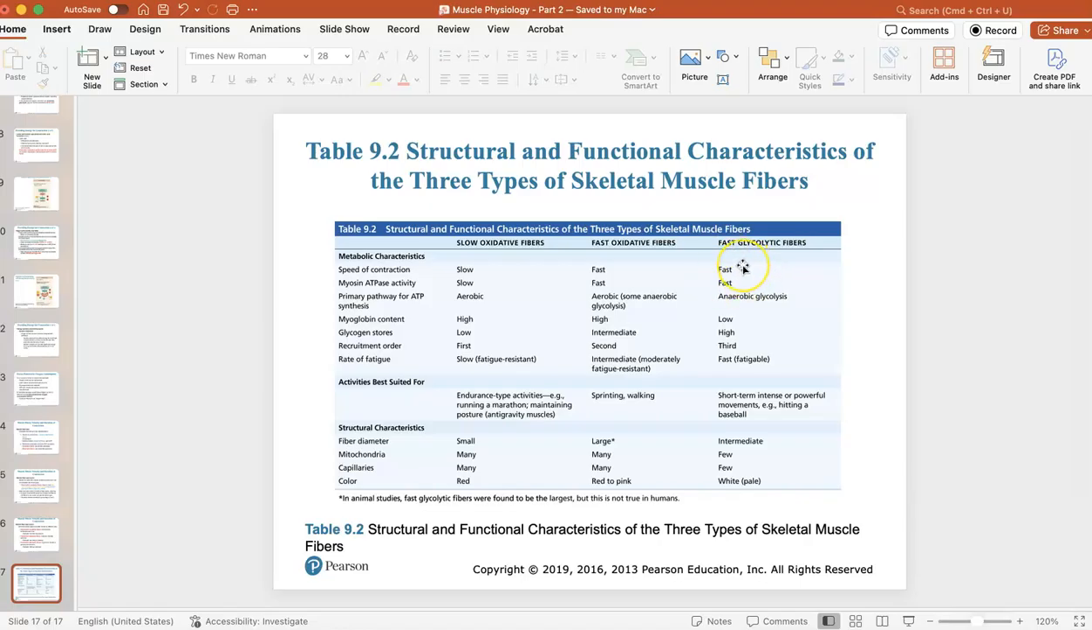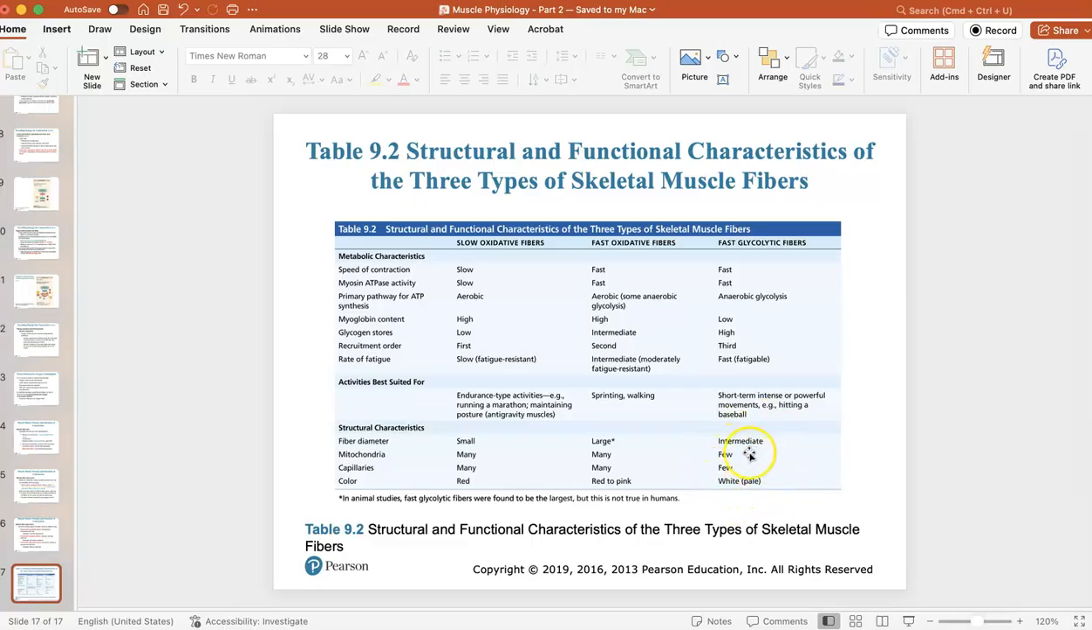Now, let's compare this to this. So the 2Bs: fast contraction. Lots of myosin ATPase, which drives this. They're going to get their ATP from anaerobic glycolysis. Not as much myoglobin, but a lot of glycogen. They are fatigue prone. So these guys are going to peter out pretty quickly. They are the biggest of the 3. Fewer mitochondria, fewer capillaries, and white.